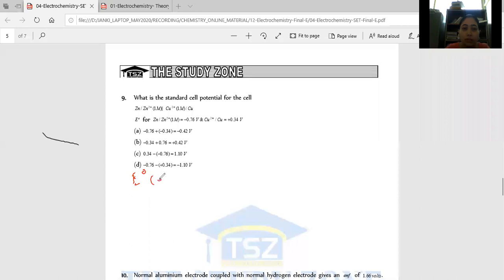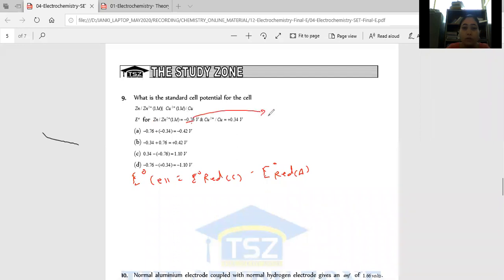E naught cell is equal to E naught reduction of cathode minus E naught reduction of anode. First of all, you need to take care whether the given E naught is oxidation or reduction. Tell me, Zn to Zn plus 2, is it oxidation or reduction? You need to say these are oxidation potentials, because the oxidation state of zinc increases. Yes, Manan says oxidation. So this is oxidation potential.